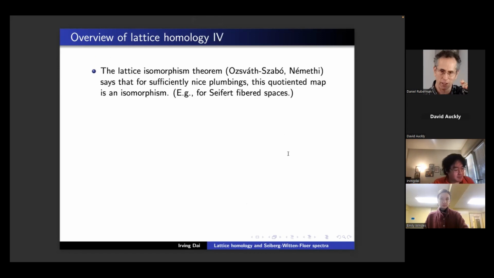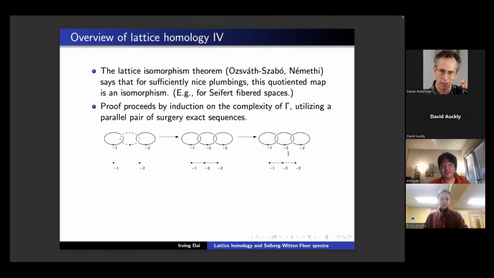Now, maybe I'm running a little bit late, so I'll gloss over some things. The proof that this construction is an isomorphism, this is called the lattice isomorphism theorem. The proof that this holds relies only on formal properties of Seiberg-Witten-Floer homology and its associated cobordism maps. So the very rough idea of the proof is that you induct on the size of your graph.